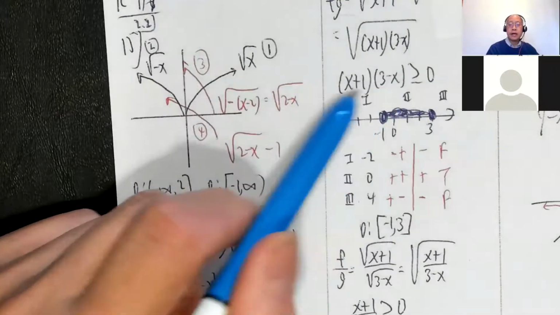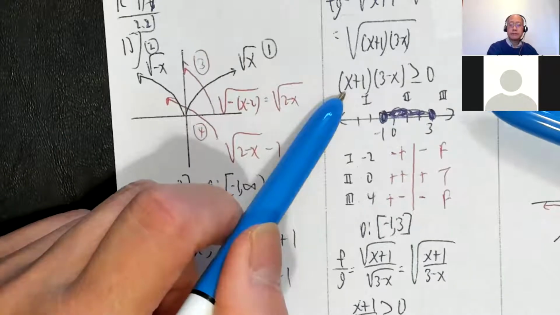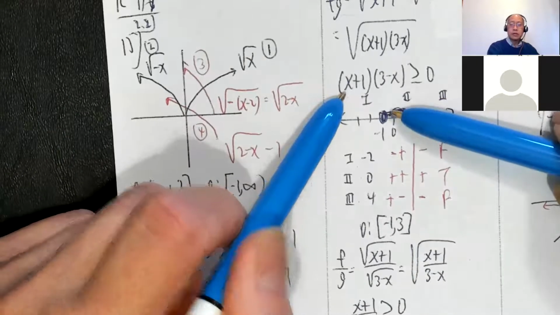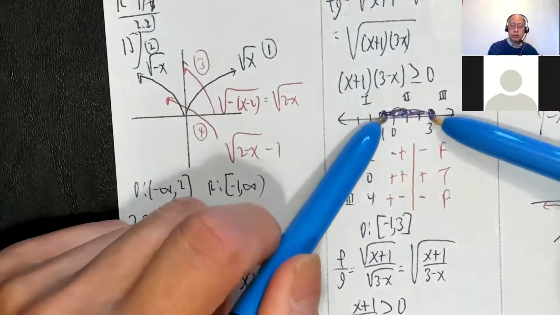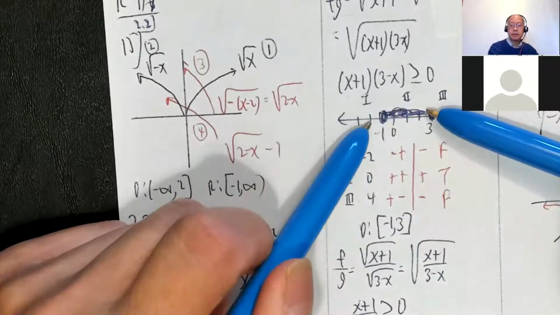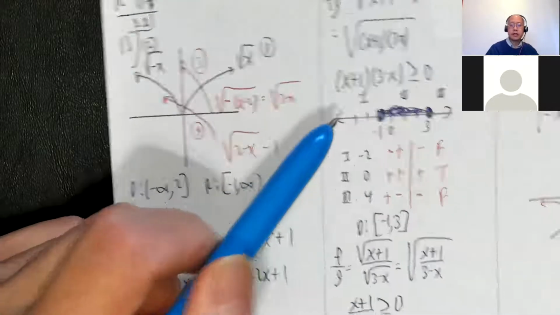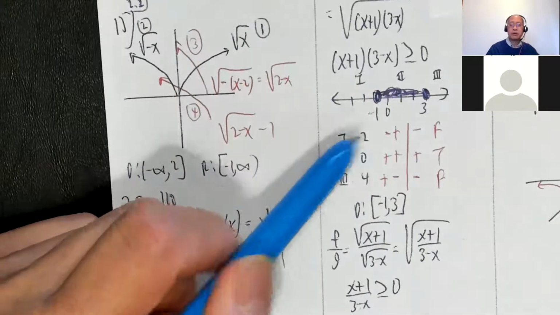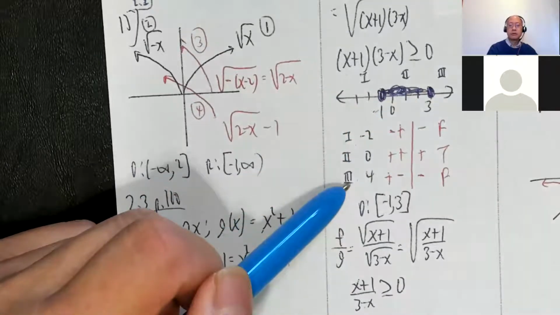Okay, and we have to do that sign chart business again that we've seen before, right? So my boundary numbers are negative 1 and positive 3. They're both closed, right? And region 1, region 2, region 3. Region 1, I picked negative 2. Region 2, I picked 0. Region 3, I picked 4.